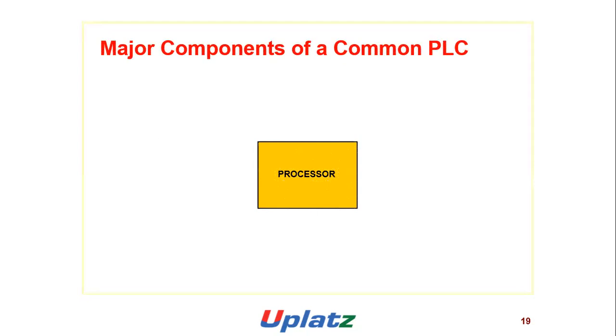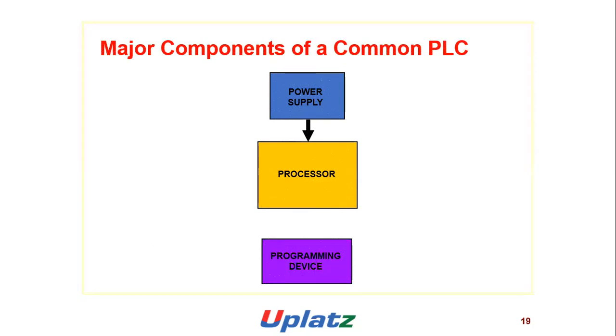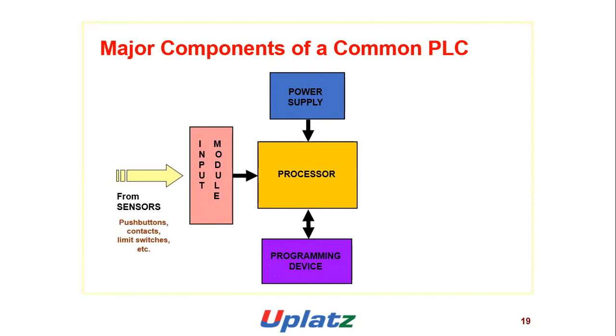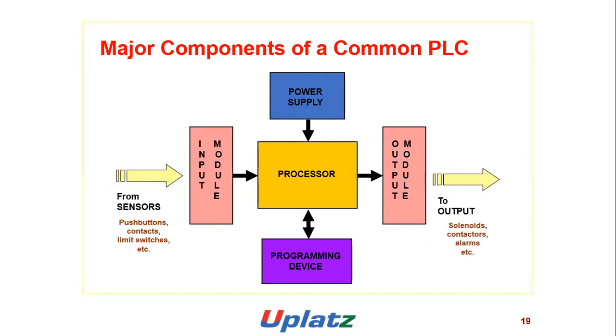Major components: processor, power supply, programming device, input module from the sensors, push buttons, contacts, limit switches, etc. Output module to output solenoid, contacts, alarms, etc. These are all the major components of a common PLC.